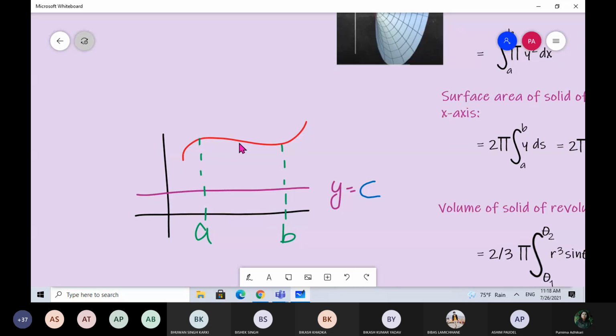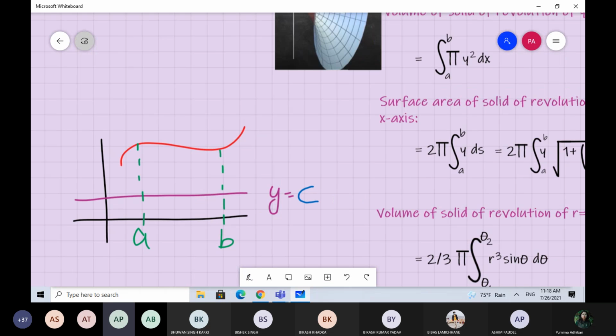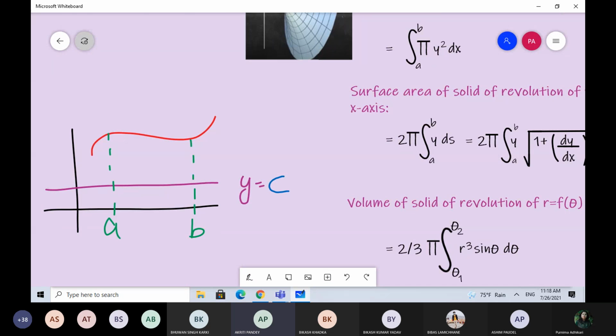Suppose this is your curve. Your curve is rotating about this line, which is y equals c. From A till B, you have to find out the volume of the solid formed. The solid surface formed by rotating this, we want its volume. What change are you going to make in your formula? Probably y will become y minus c. The radius comes like that.